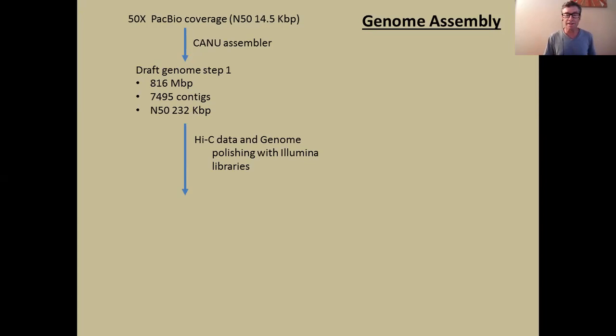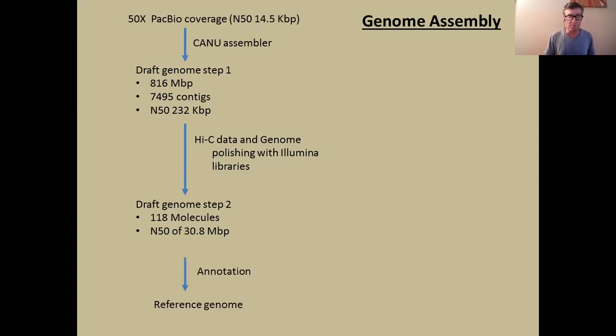We were fortunate to be able to move on to incorporate Hi-C data and genome polishing from existing Illumina data we had from previous versions of the genome. This work was done by Phase Genomics. And here we're able to move on to a much higher quality genome with only 118 molecules. So the scaffolding worked beautifully, and an N50 of 30.8 megabase pairs.